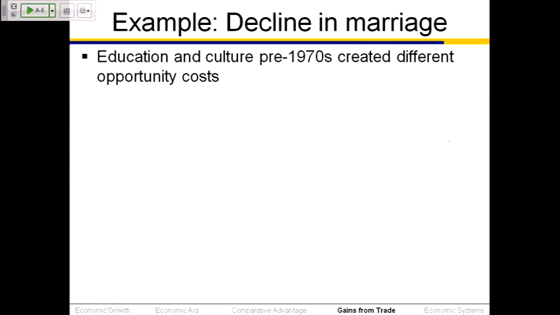Before the 1970s, we had in the United States an educational system and a culture that created differences between men and women in their ability to produce what we can call market goods, that is, the ability to go into the marketplace and earn an income, and the ability to produce what we call home production. So clean houses, happy children, good food, and so on.